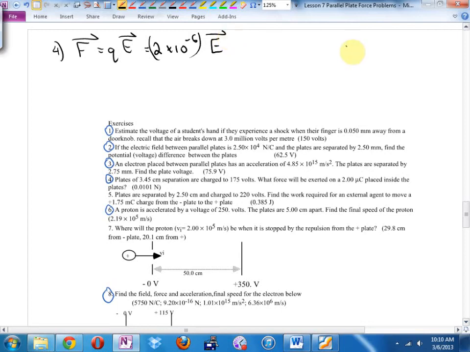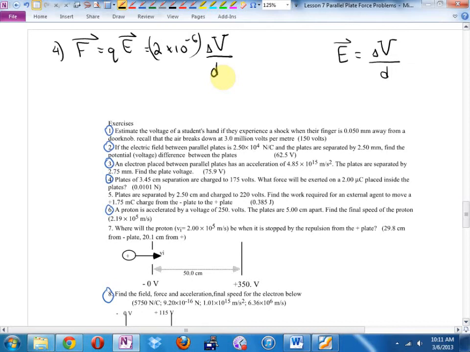Well, we also know that the electric field between plates is the change in voltage divided by the distance. Did you see it now? Yes. So really, what I'm going to do is this. Did they give you the voltage? Yep. Did they give you the distance between the plates? Yep.